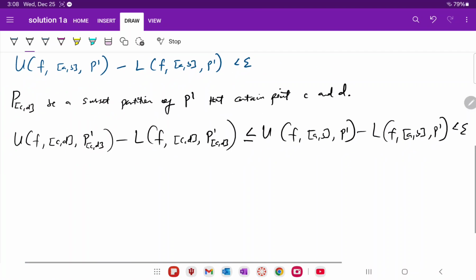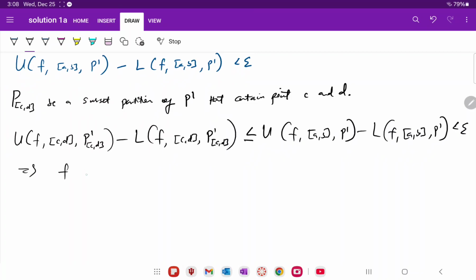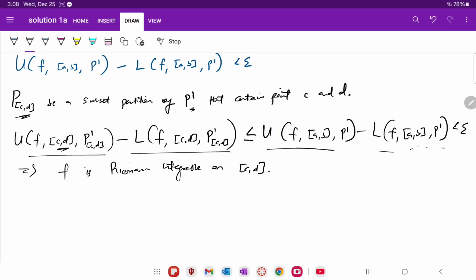So that implies that f is Riemann integrable on c, d. So the key here is that the partition of c, d is just a subset of partition P prime. So the difference between the upper Riemann sum and the lower Riemann sum over this small interval will be less than or equals to the difference between the upper and lower Riemann sums of this big interval, and that concludes that proof.